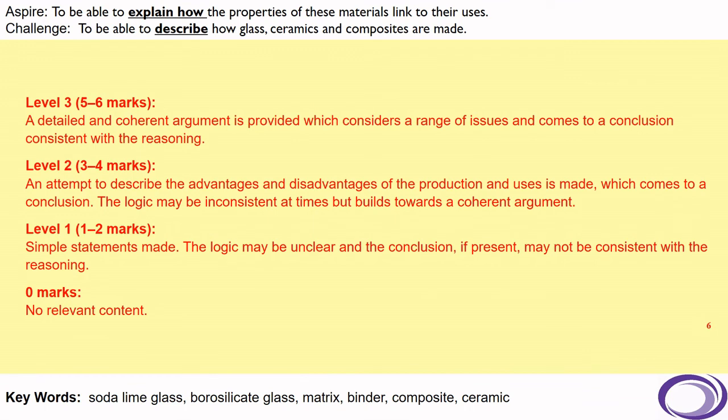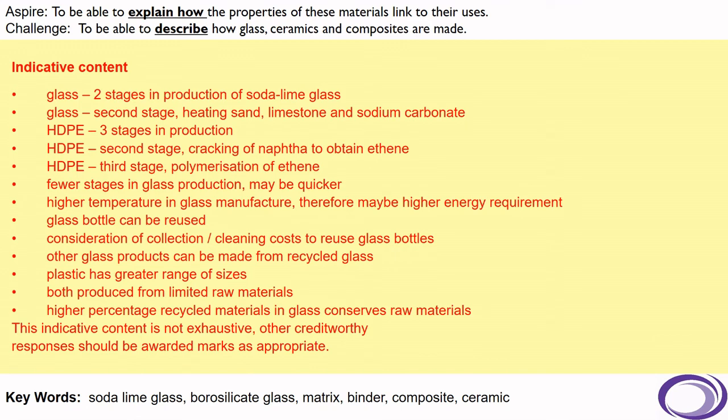Okay, so as always with these 6-mark evaluations, we are aiming for that level 3 answer, which means we need a detailed and coherent argument which considers a range of the issues and comes to a conclusion. So, some indicative content you could have included in your answer. The glass has got 2 stages in production, and the second stage is the heating of the reactants, whereas the HDPE has 3 stages in its production.